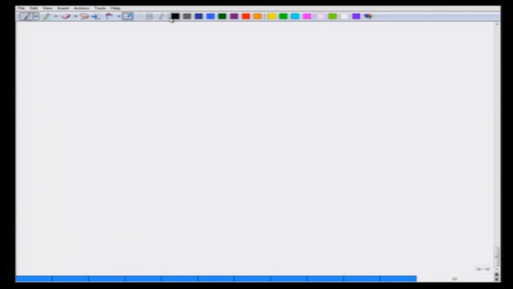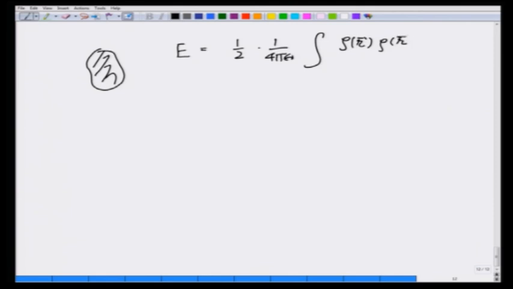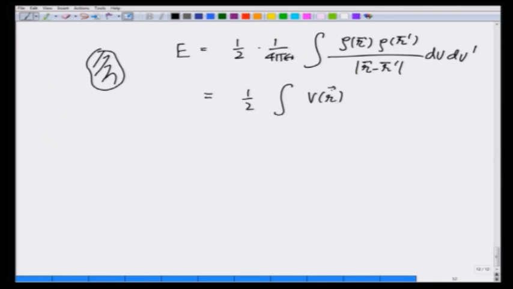So, finally, to conclude this, we have seen that if there is a charge distribution or a collection of charges, I can write the energy of this system as 1/2 times 1 over 4 pi epsilon 0 integration rho of r prime over the magnitude of r minus r prime dV prime, which is also equivalent to 1/2 integration V of r, the potential due to the full charge distribution, times rho of r times dV.